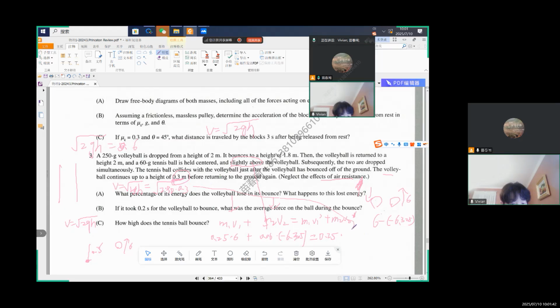So let's use that V in here. Plus something that we don't know: 0.06 times something, let's say Vx. The unknown. This is the only unknown one, right? Does it make sense? Mm-hmm. And then I can find this V, right?